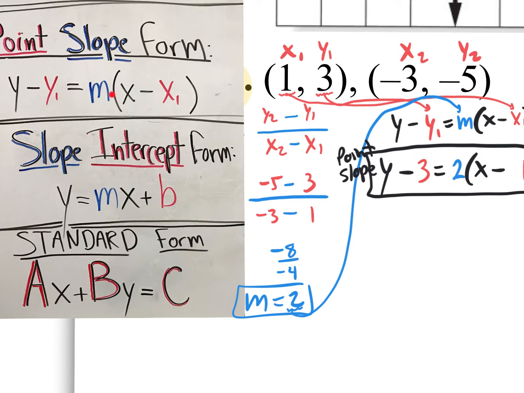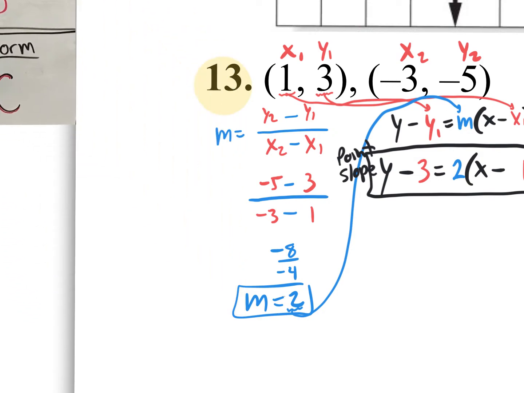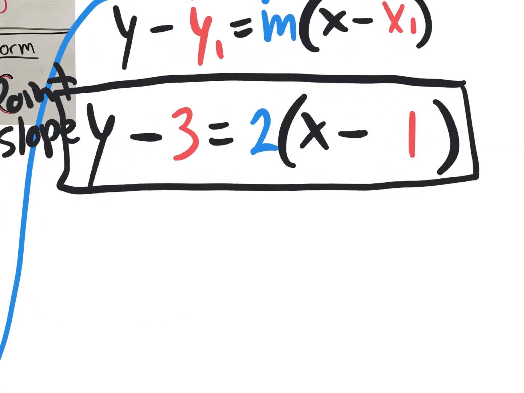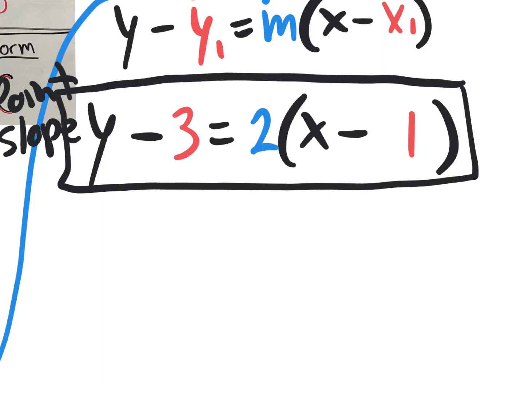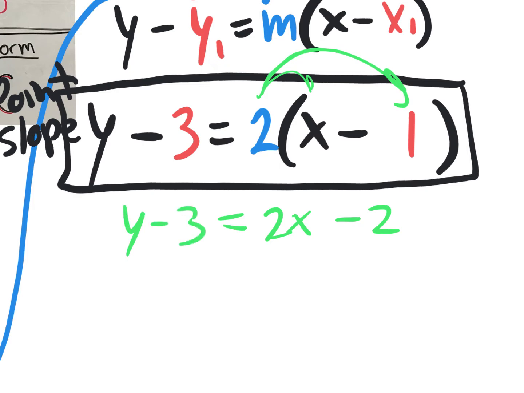So what's the difference between point slope and slope intercept? Well, at the very least, you know that point slope has parentheses, and these guys don't have parentheses. So how do you get rid of parentheses? You simply distribute. 2 times x is 2x. 2 times -1 is -2. No more parentheses. Bring down the rest. Bring down the equal sign. Bring down the y, the -3.